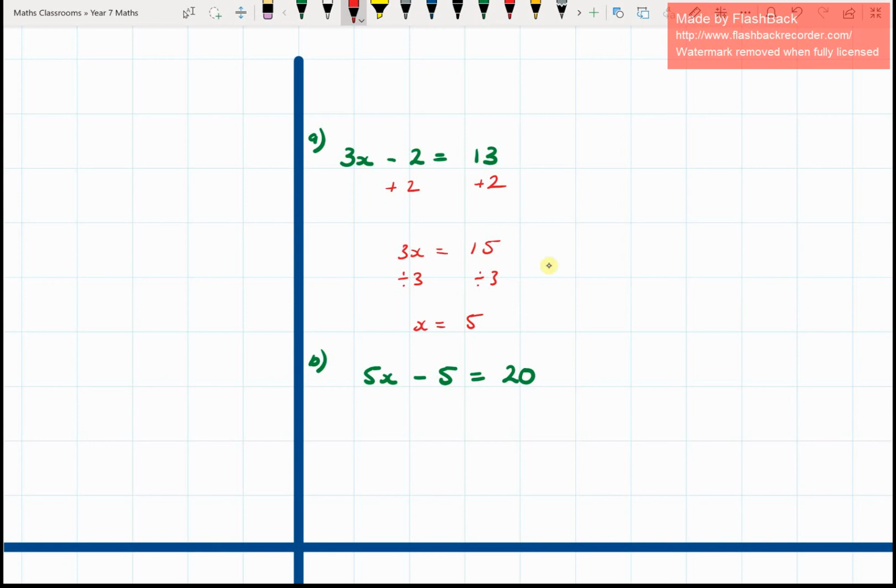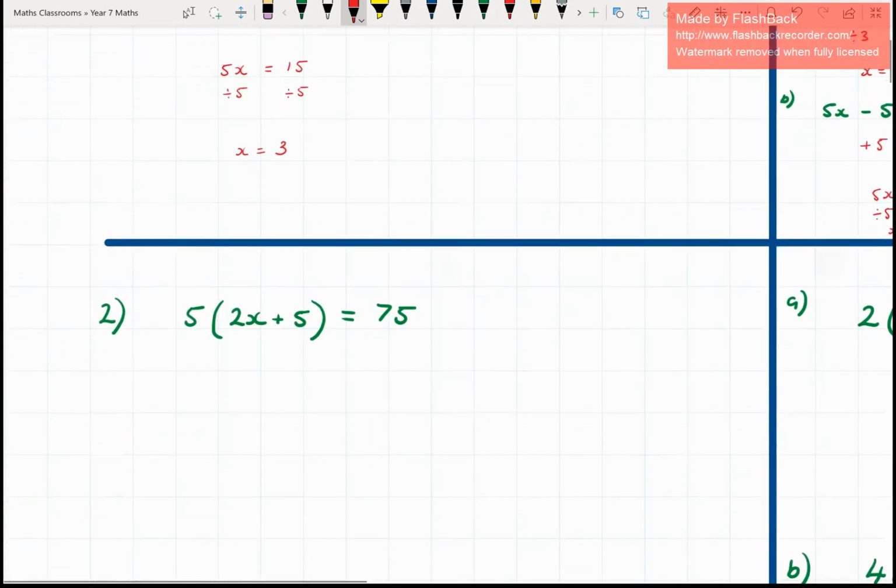On the one below, again, I've got the opposite. So I'm going to add 5 to both sides. That's going to give me 5x equals 25. And the opposite of times is divide. So I'm going to divide both sides by 5. And x equals 5, because 25 divided by 5 gives me 5.